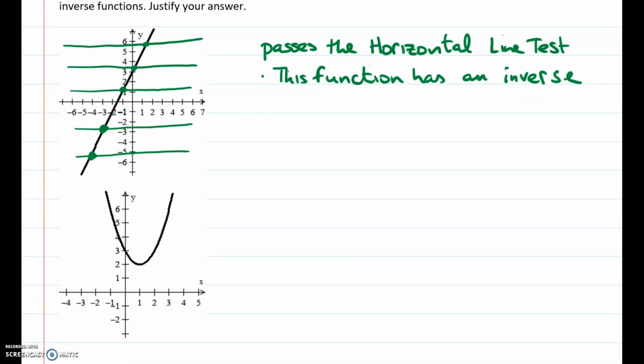It looks like a quadratic function. It's got a parabola. So if we draw a horizontal line through it, then right away we find that this horizontal line hits the graph twice, here and here. So this one fails the horizontal line test.